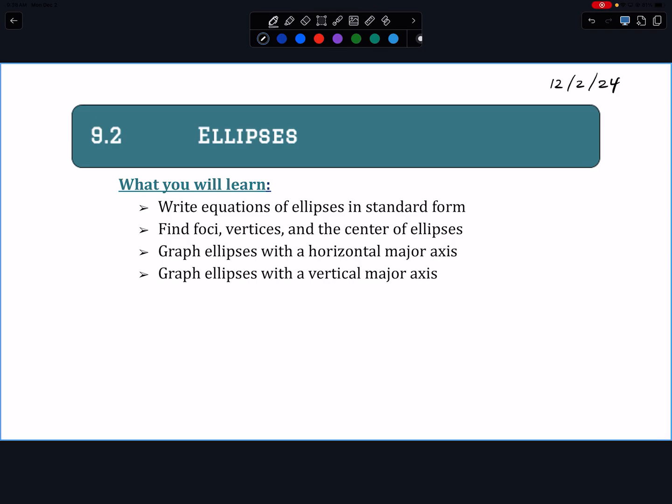So ellipses. In this section, you guys will learn how to write equations of ellipses in standard form. Find, I've always called it foci. I've been told it's also foci, but I think foci sounds better. Foci, vertices and the center of ellipses. Graph ellipses with a horizontal major axis and graph ellipses with a vertical major axis. You guys will learn what that means right now.